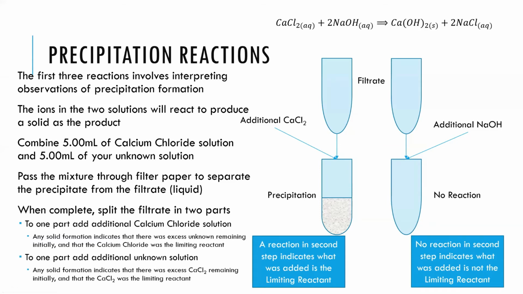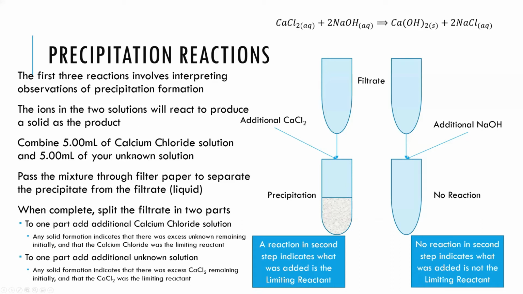You added more of what's already in that test tube. However, if you add something and you do see that precipitate form, you do see a reaction, that means that those excess ions were instantly able to react with what you just poured in. So what you had just poured in would have been the limiting reactant in that first combination.